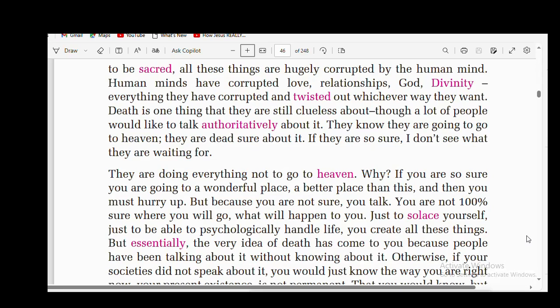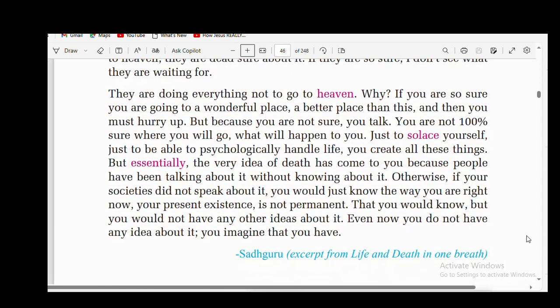If they are so sure, if people are so confident about it, I don't see what they are waiting for. Yes. If people are believing also they can go to heaven, why are they waiting? They should go, no? But it is only an imagination. They are doing everything not to go to heaven. Why? They are so sure about going to heaven, but they are doing everything not to go. If you were so sure you are going to a wonderful place, a better place than this globe, earth, then you must hurry up. You must go quickly. But because you are not sure, you keep talking about this. People keep talking about this. You are not 100% sure where you will go.